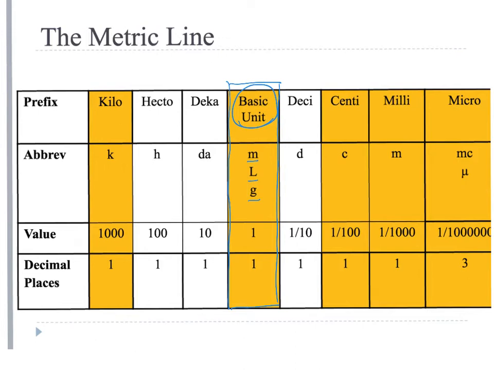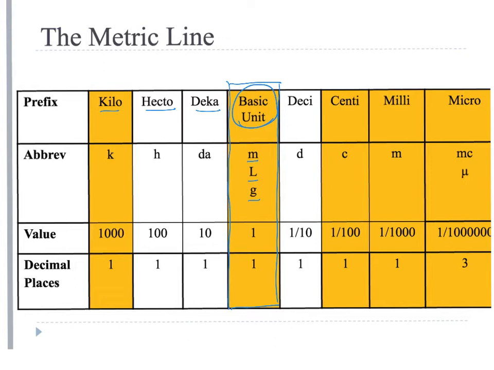So when I look to the left of our basic unit, looking at kilo, hecto, and deca, these values are larger or bigger than our basic unit. So kilo is 1,000 times bigger than our basic unit. Hecto is 100 times larger, and deca is 10 times larger. So a decagram would be 10 times larger than a gram.